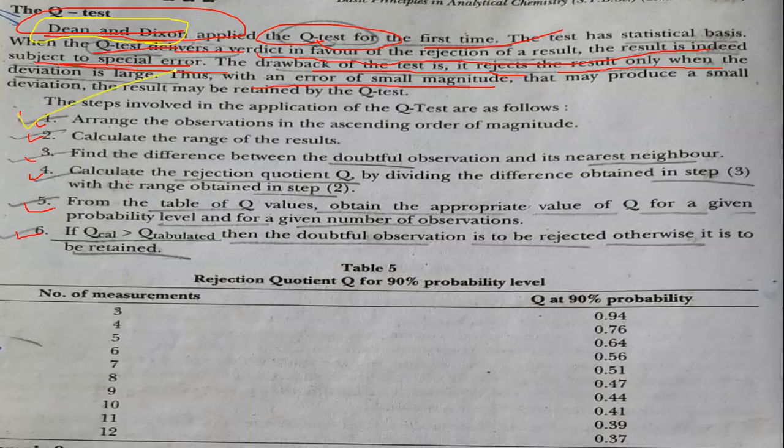So what we are going to do, we are going to arrange all the observations in ascending order of their magnitude, from smallest to largest. Then we are going to find out the range, meaning larger value minus smaller value. Then find the difference between the doubtful observation and its nearest neighbor. Then calculate the rejection quotient by dividing the difference obtained in the above step.